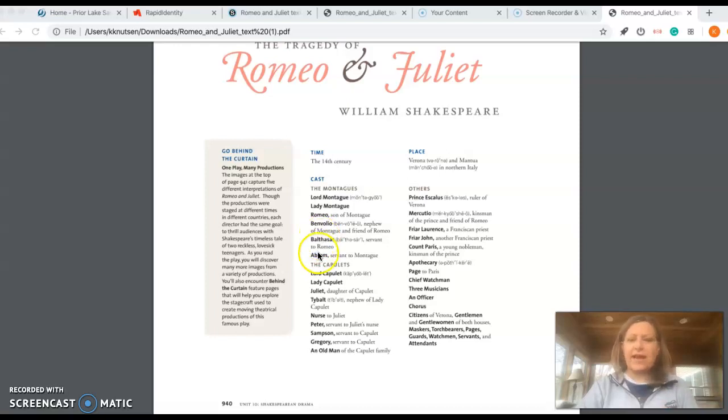Then we have Balthazar and Abraham. They are just simply servants. Then we've got the Capulets. We have Lord and Lady Capulet. You're also going to meet both of them today. We have Juliet, and you're going to meet her today. You haven't met her yet.